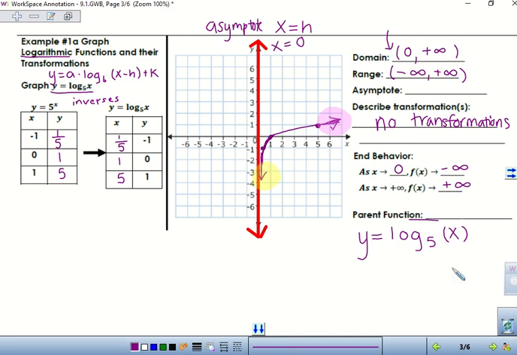So does anyone have any questions about that? All right. Yeah, go ahead. Sorry, were you saying something? What was the asymptote, whatever the a was? Oh, it's just x equals 0. Okay. Any other questions? Okay.